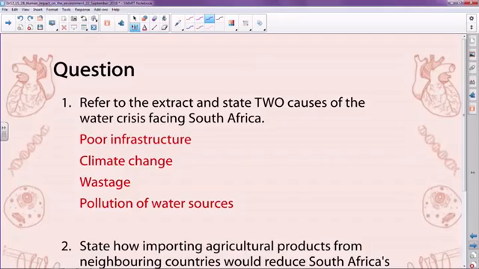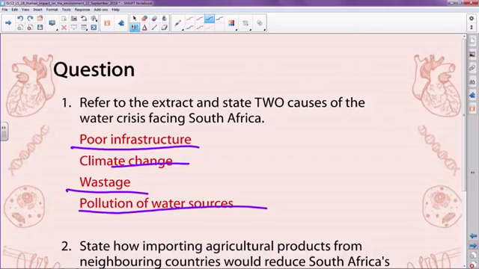Okay, so let's have a look at these. You've had a nice read and you've got to the answers, and this is what you have to find in the text. It's very simple. Okay, poor infrastructure. Poor infrastructure affects us. Climate changes, wastage, and pollution of water sources. Those are the 4 things that give a water crisis in South Africa.